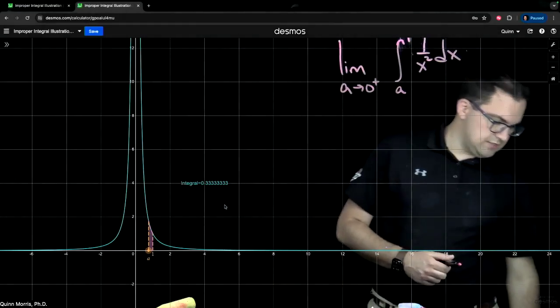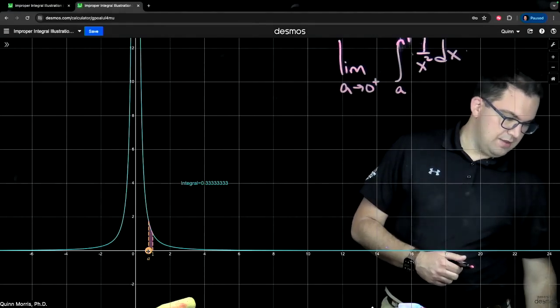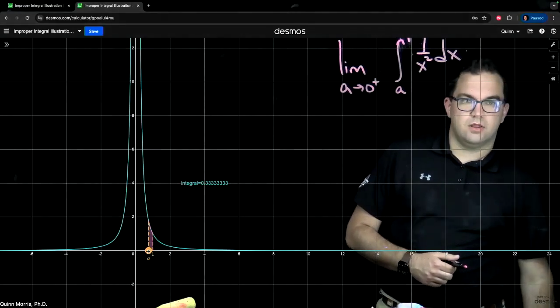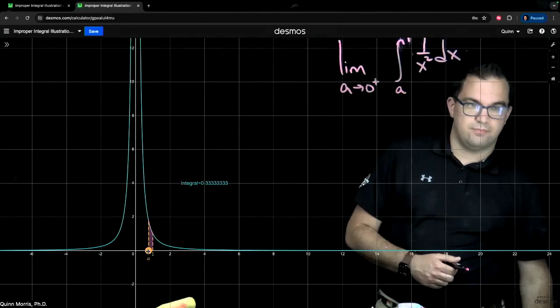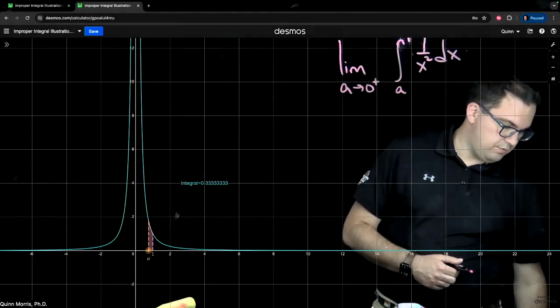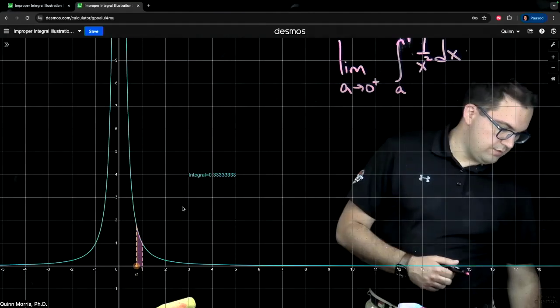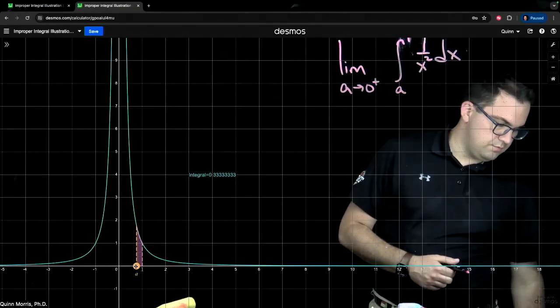And so in this case, I'm taking this value a, and I'm going to drag it down closer and closer to 0 and see what happens to the value of my integral. And just to help view this a little better, let's blow it up a bit. Okay, so drag this value of a down, watch what happens to the value of my integral.